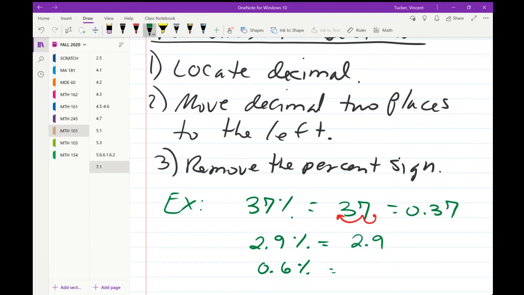2.9%. 2 to the left. And that's 0, with placeholders, so that's 0.029.